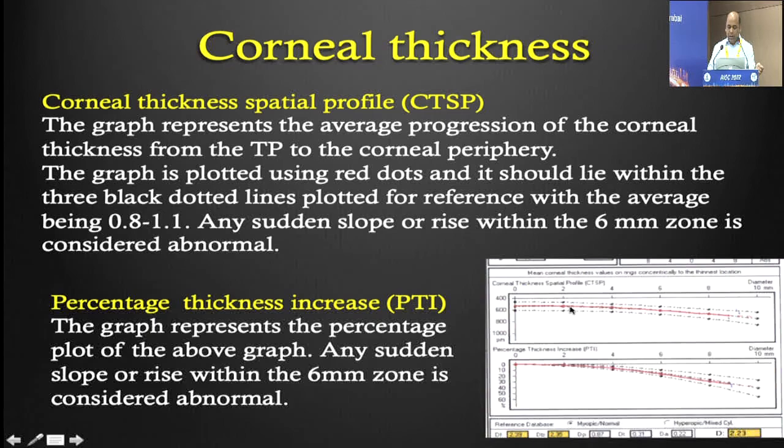And this red line should fall between these two black lines, at least up to 6 millimeter. If there is a sudden change before 6 millimeter, then either biomechanics is poor, or it can be a case of post-Lasik ectasia, or something is wrong in the progression. The other thing is percentage thickness increase, PTI. This graph represents the percentage plot of the above graph. Any sudden slope or rise within the 6 millimeter zone is again considered abnormal.